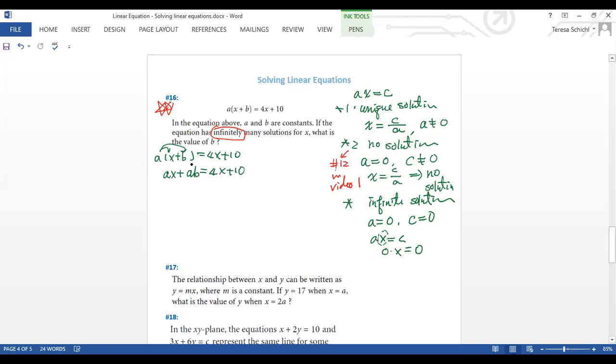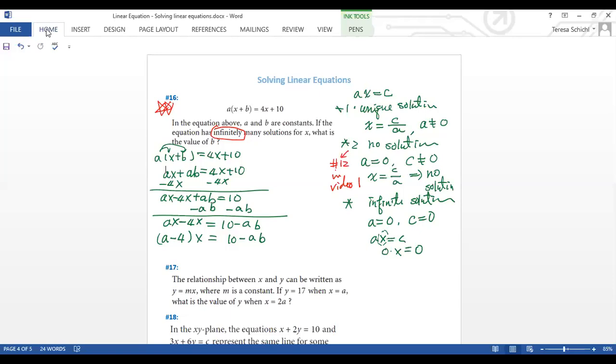All right, and then you minus 4X on both sides. So this is AX minus 4X plus AB is equal to 10 here, right? Okay, now you minus AB on both sides. So this is AX minus 4X equal to 10 minus AB here. Factor the X out, so this is (A minus 4)X equal to 10 minus AB here, right?